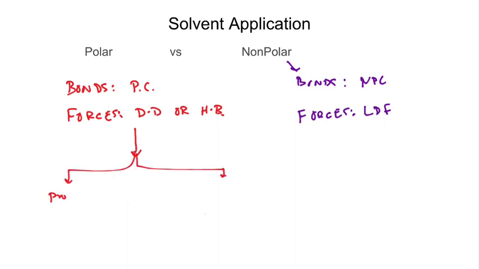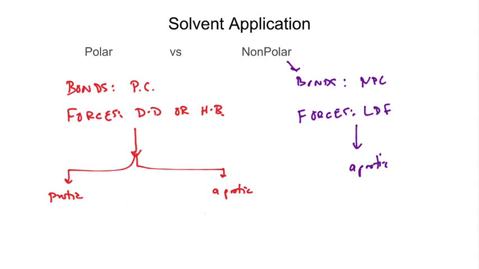And we get protic versus aprotic. Officially, the nonpolar can be called aprotic. They cannot be called protic, because protic means we have hydrogen bonding, and if we have hydrogen bonding, you don't have nonpolar covalent bonds. Does that make sense?